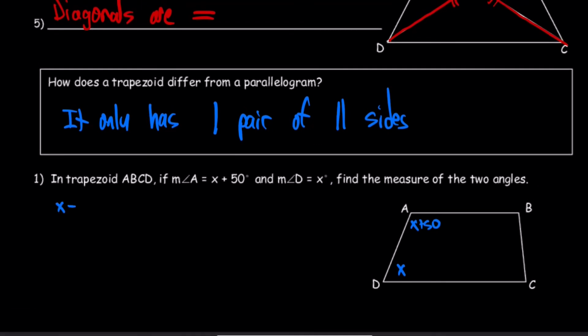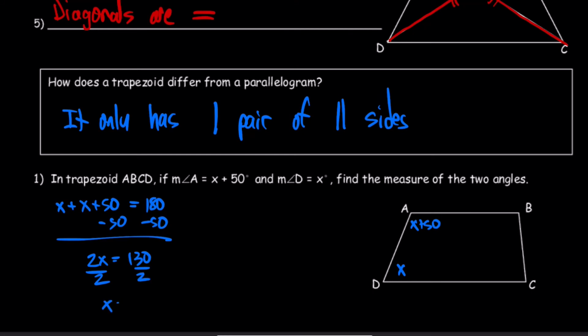x plus x plus 50 equals 180. I'm going to subtract 50 from both sides. x plus x is 2x, so I get 2x equals 130. Divide by 2, x equals 65. Now the question wants to find the measure of two angles. I'll just put it right in the figure. That's 65. And 65 plus 50 is 115. So I found those two angles.